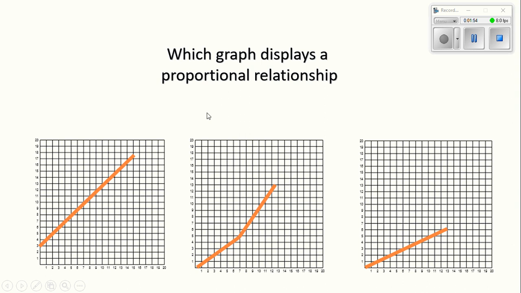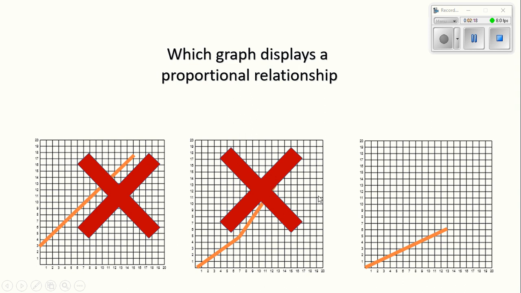As we see in number 1, the first coordinate plane, we see that in quadrant 1 here, we do not have a line that goes through 0. So even though our line is straight, it is not a proportional relationship. On our second one, we see that it does go through 0, but our line is not straight. That means, again, it is not a proportional relationship.